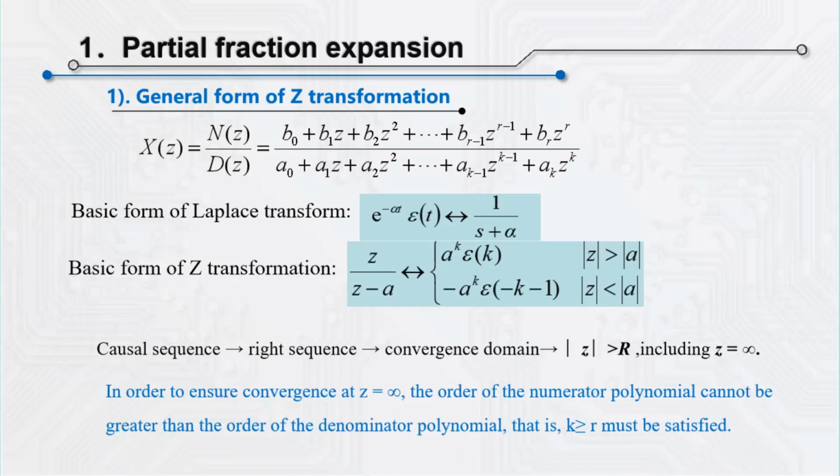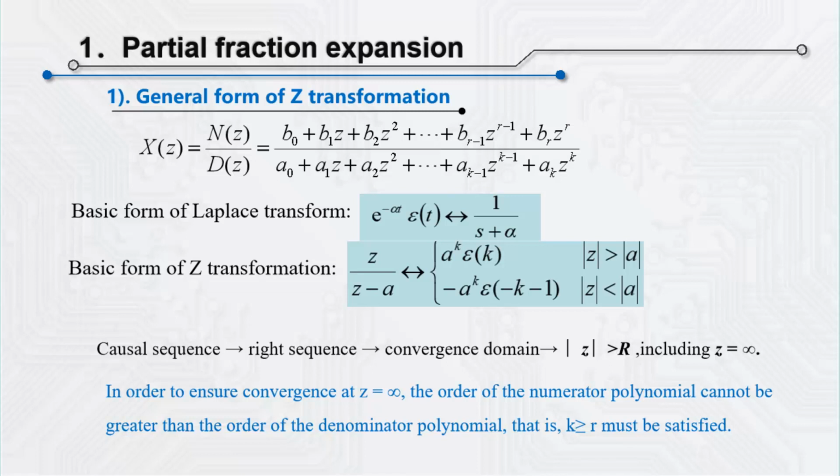Let's take a look at the basic principle of the partial fraction expansion method. According to the discrete time series, the form of the transformation is generally as follows. That is, the form of the rational fraction of z. Then we have to perform partial fraction expansion on this rational fraction.